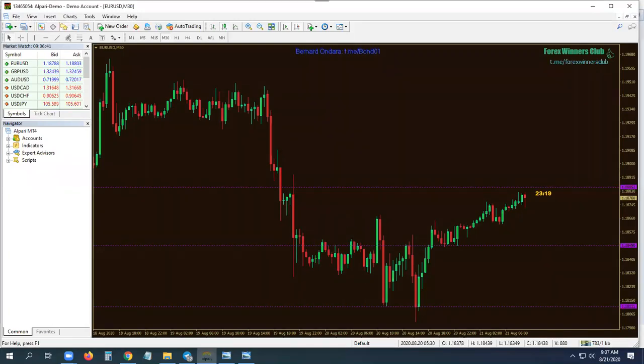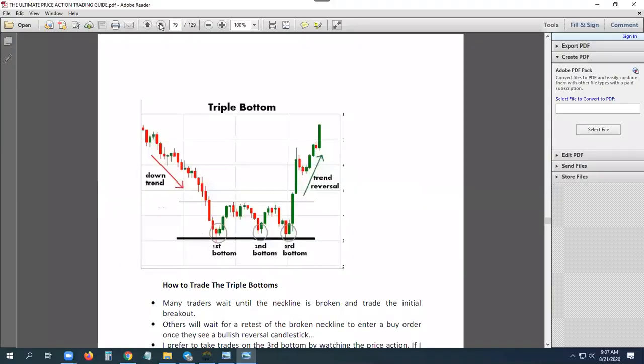So after that, which is the other pattern? Triple bottom, the same thing. Now a double top makes top 1 and top 2, a double bottom makes bottom 1 and bottom 2. A triple bottom would make first, second, and the third. Still the same logic. Once the neck is broken, you go up.